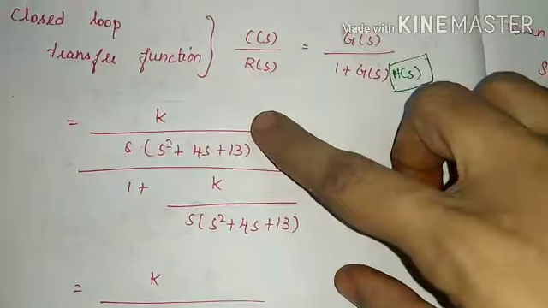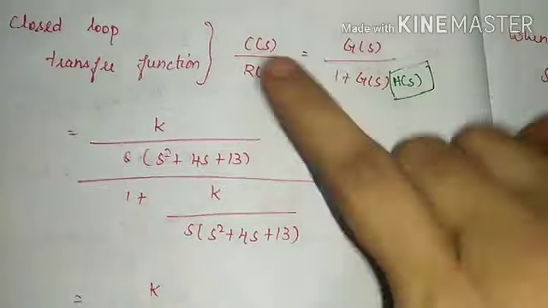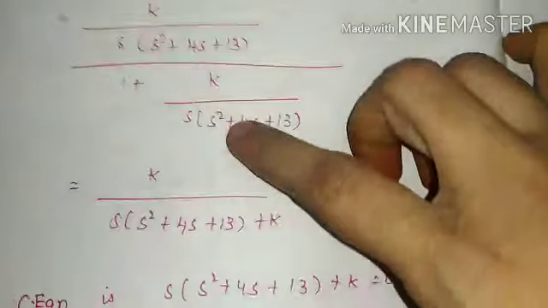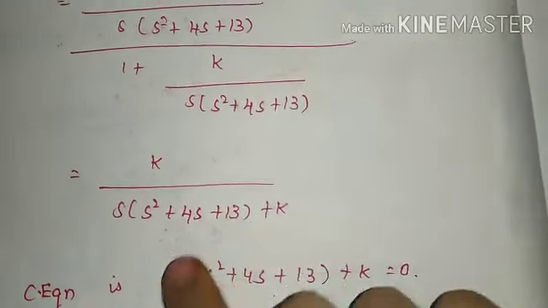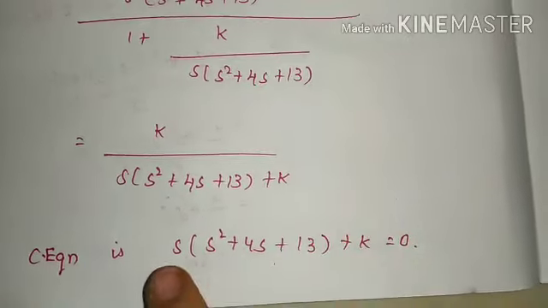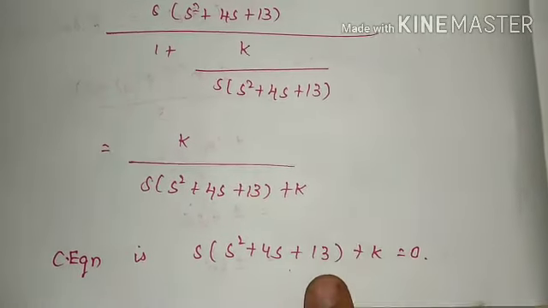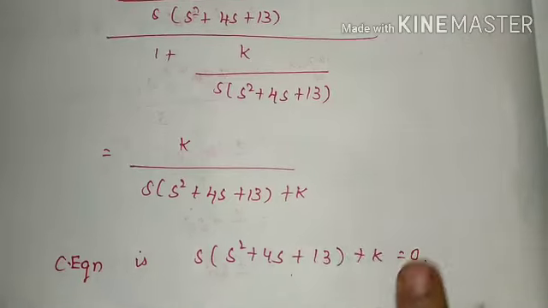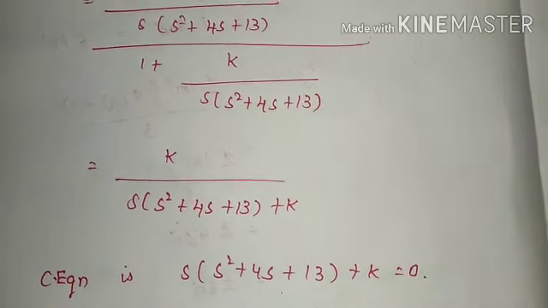See, this is our given function. I just substituted the value of G(s). So this is our closed loop transfer function. I am taking the characteristic equation in the denominator: s(s² + 4s + 13) + k = 0. This is our characteristic equation.